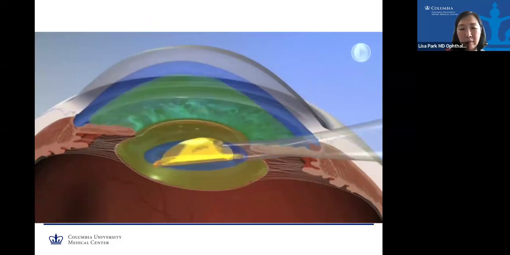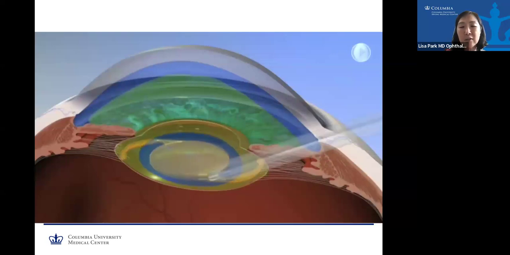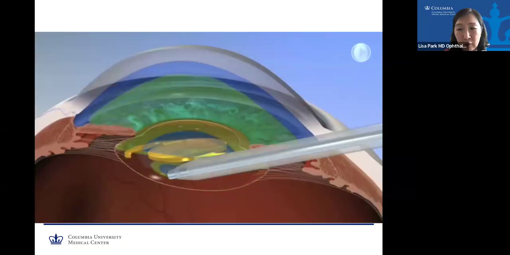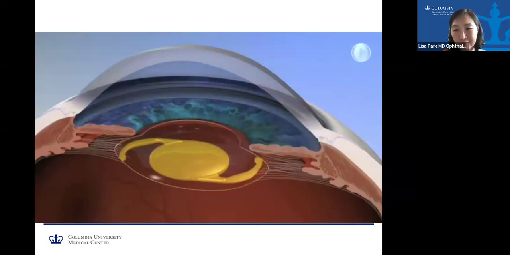When this first started, we were going through a larger than 3 millimeter incision, and that has gradually become smaller over time. And so many of us were performing in a 2.2, 2.4 millimeter incision. These are self-sealing. There are no stitches involved. And that is now the state of what we are doing.